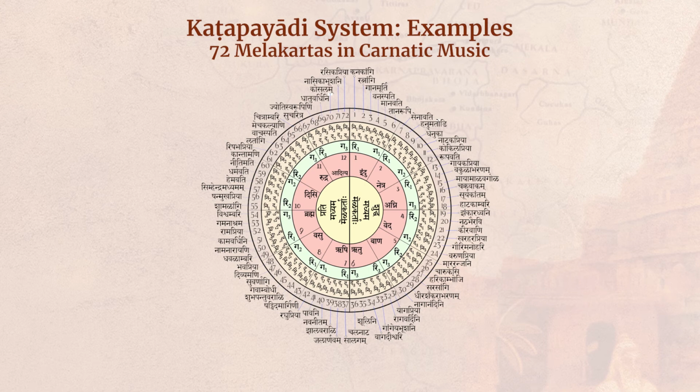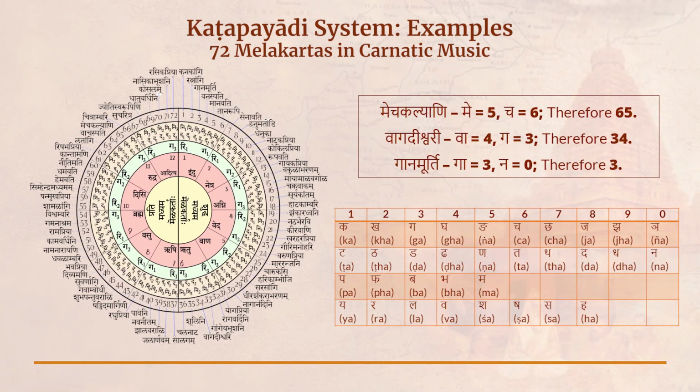So let us see some examples. Now let us take one raga called Mecha Kalyani. If you look at this, Me is the first letter, and if you go to the table, Ma actually belongs to 5. Then the second one is Cha, and Cha, as per the table, is 6. So it is 5 and 6. If you reverse it, it becomes 65. What you will find is that the 65th raga in this chart is actually Mecha Kalyani.